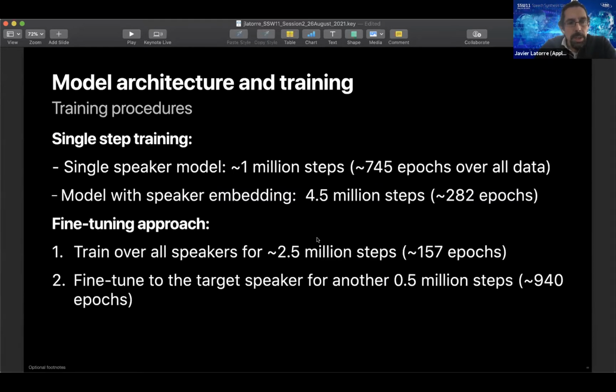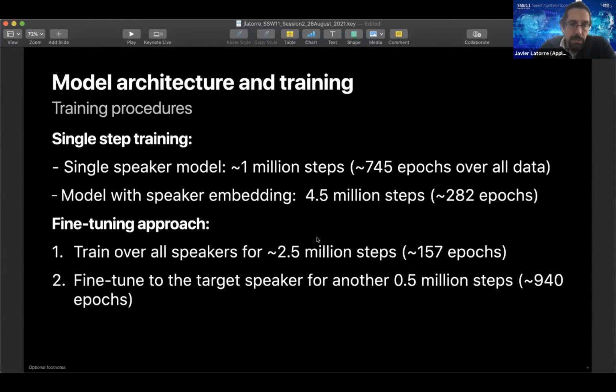So once we have the architecture, of course, we have two ways of training it. The standard way is a simple single-step training. That's what we apply with a single speaker model, and that's also what we can apply with the models that contain speaker information. But if we don't have speaker information and we just do that, the output voice will sound like a mixture of all the voices.